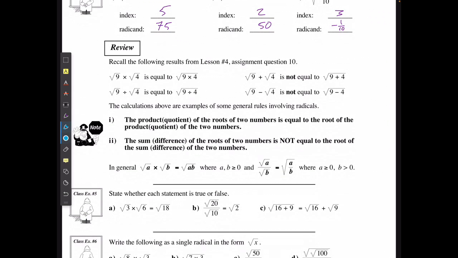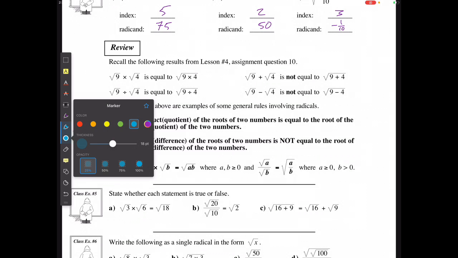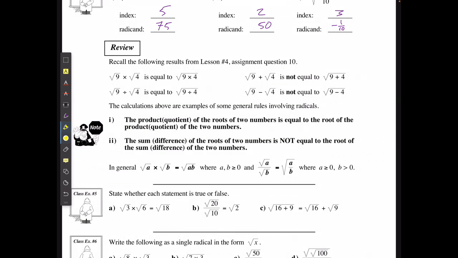Now, one of the important things you need to know is that if I have a square root times a square root, that's the same as if I took both the radicands and multiplied them by each other and then took the square root of them. Same thing is true if I took the square root of 9 divided by the square root of 4. It's the same as if I took 9 divided by 4 and then took the square root of that answer. This does not work if I try to add radicals.